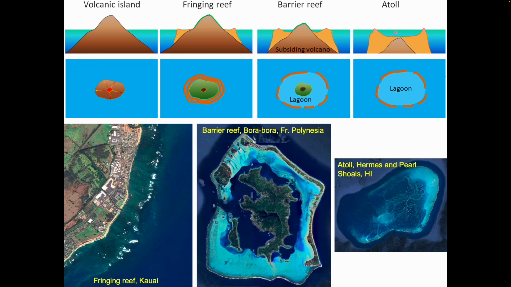Eventually, the island will completely sink down and your barrier reef becomes a ring of coral reefs called an atoll. This atoll on the right, called the Hermes and Pearl Shoals, which is northwest of Hawaii, in between Hawaii and Midway Island, is a great example of an atoll. We have this ring of corals around a deeper, though still often shallower, lagoon area, where sediments have filled in the area above the ancient volcanic summit.